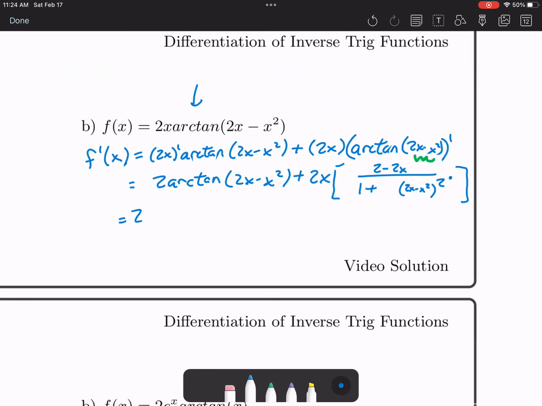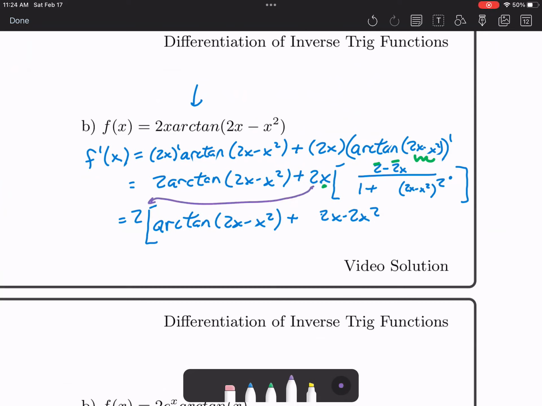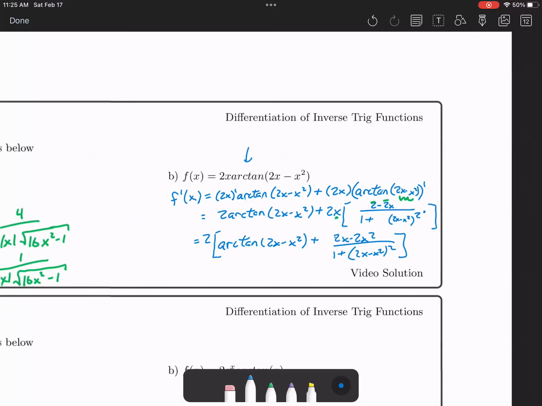I've got a 2 in front of everything, which leaves us with an arctangent of 2x minus x squared plus a 2x minus 2x squared. So that's me sending this x through here and here, right? This 2 got moved out front. Over a 1 plus 2x minus x squared, squared. And I think we'll leave it like that.